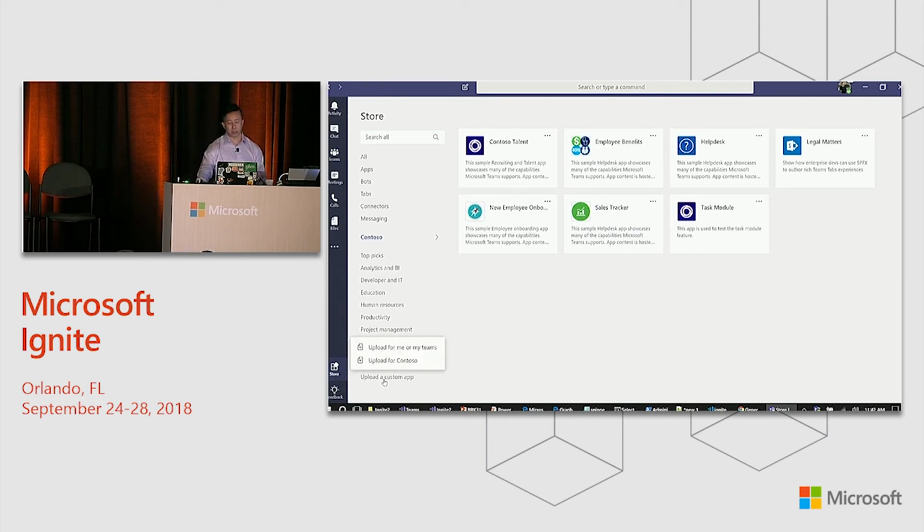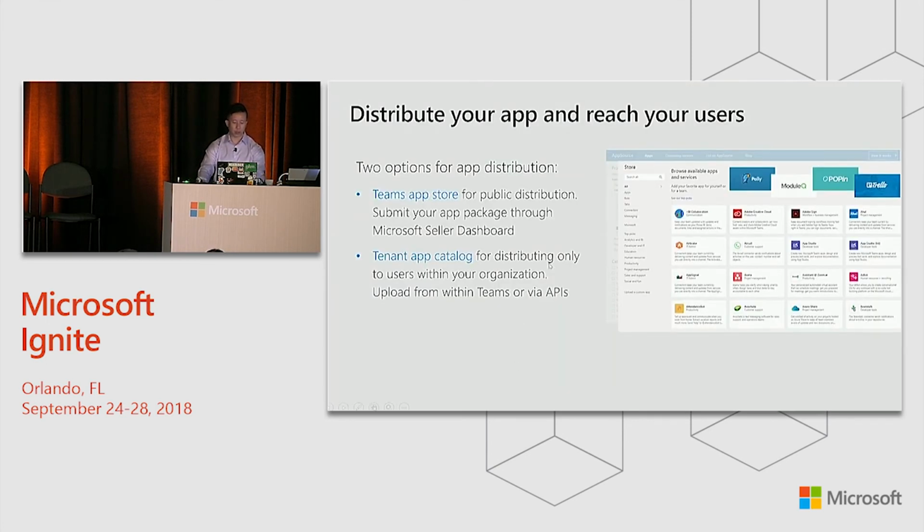Of course, I can also upload a new one. So I have a couple options here. I can upload for my entire organization, so that would publish into this catalog. I can also just upload for myself or my teams. And if I click that option, it's basically like a developer side-loading type of experience. And so, yeah, pretty straightforward.